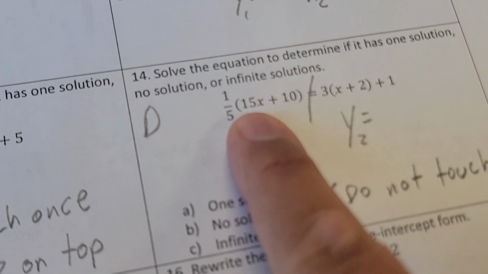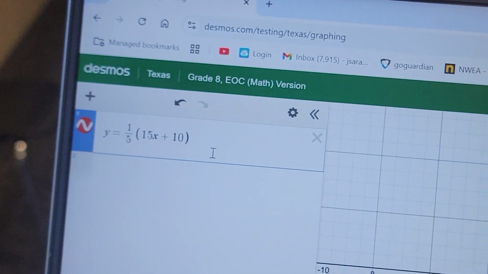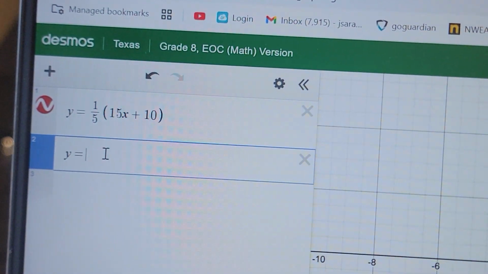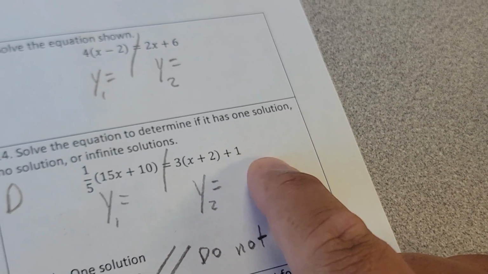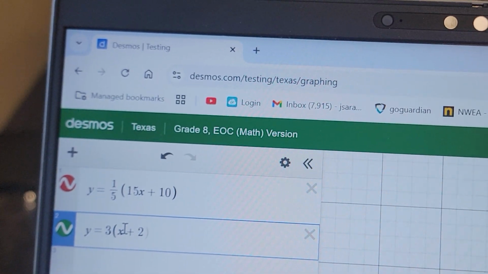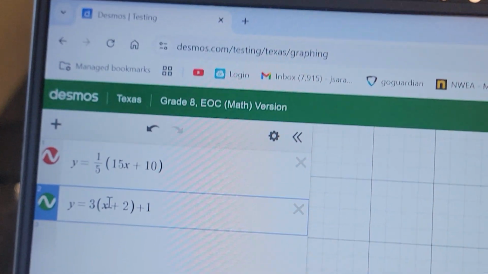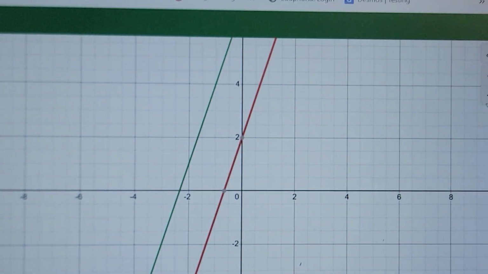Va para un lado. And then parentheses, 15x plus 10. So parentheses, 15x, and then plus 10. And then go right here, y equals again. And then you're going to put the other side, 3 parentheses x plus 2 parentheses x plus 1. Don't forget the parentheses. 3 parentheses x plus 2 parentheses plus 1. Okay? So with these lines, estos líneas, let me zoom out.